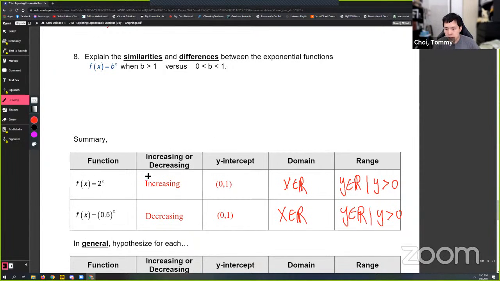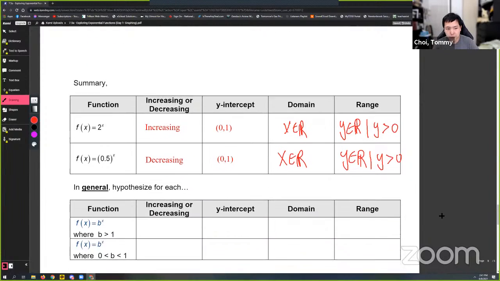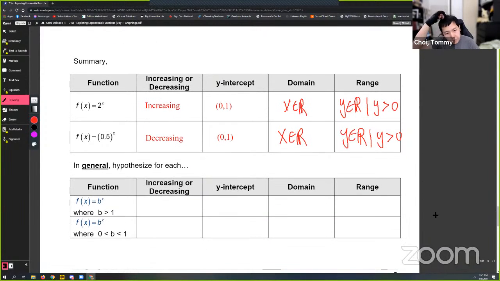All right. So in summary, some of you might be like, can you summarize it? And here we go. This is the summary. That's why we're summarizing it at the end here. So in summary, for 2 to the power of x, it's increasing. 0.5 to the power of x, it's decreasing. 0, 1 is always the y-intercept. x ∈ R, range is this. So now, let's try to expand and hypothesize and try to guess what would be true for any value of b.